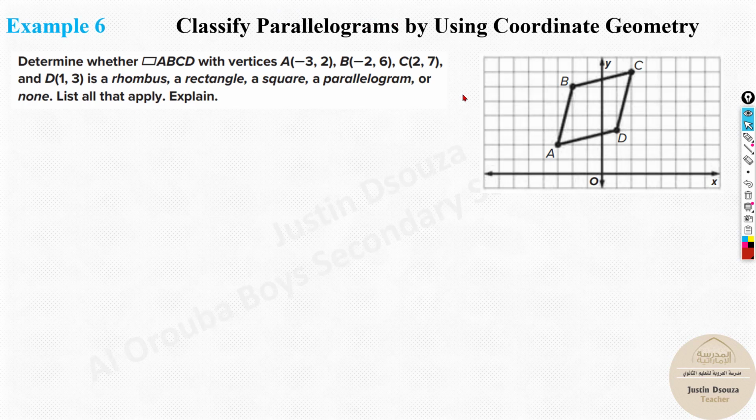And now we have another problem: classify a parallelogram using coordinate geometry. Now, they have given these coordinates. Here they have told the coordinates of A, B, C, D. Determine whether it's a rhombus, rectangle, square, or a parallelogram, or none. List all that apply and explain. So now, first of all, we need to see whether it's a parallelogram. How do you understand it's a parallelogram?